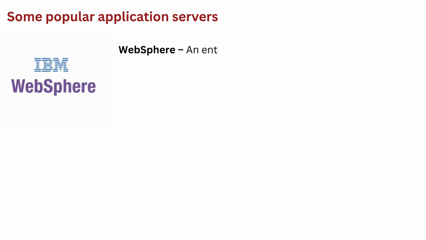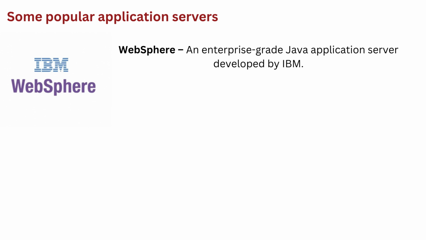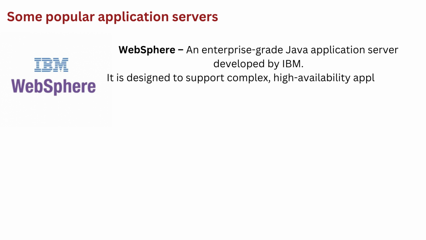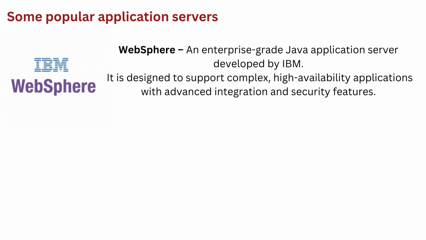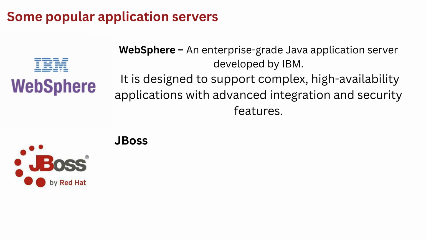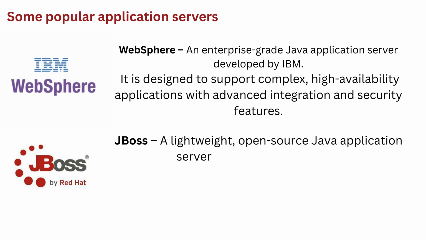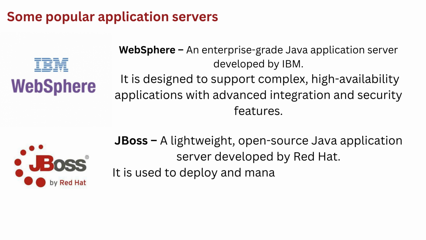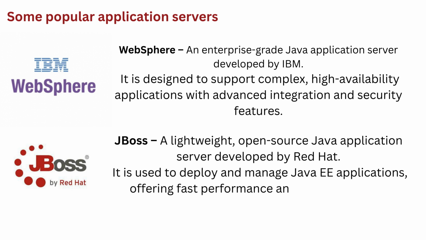WebSphere, an enterprise Java application server developed by IBM. It's designed to support complex, high availability applications with advanced integrations and security features. JBoss, a lightweight open source Java application server developed by Red Hat. It's used to deploy and manage Java EE applications, offering fast performance and easy scalability.